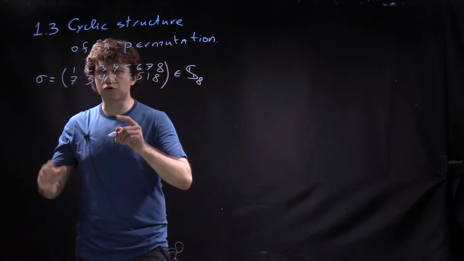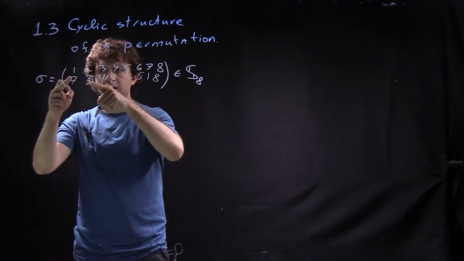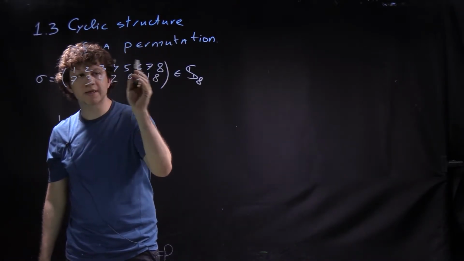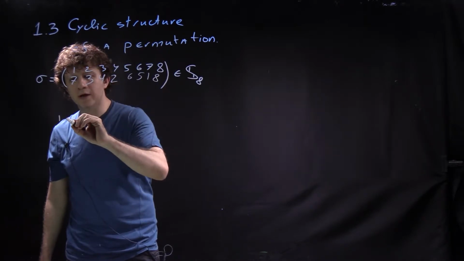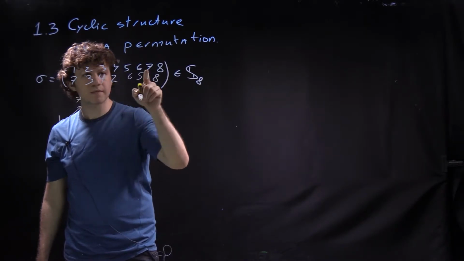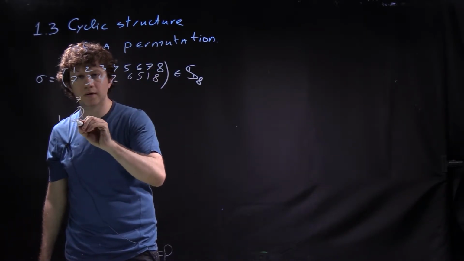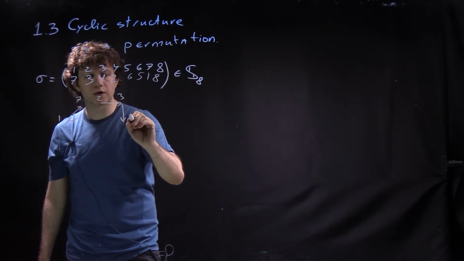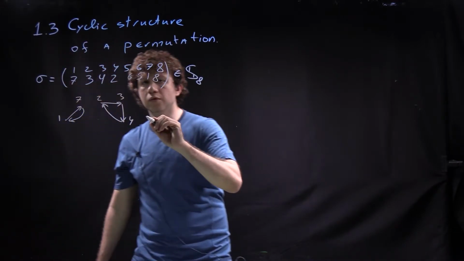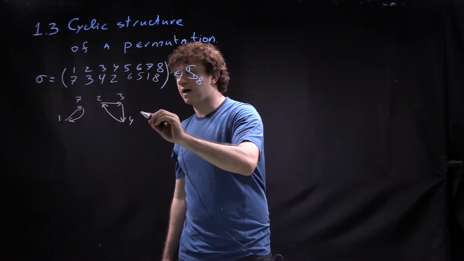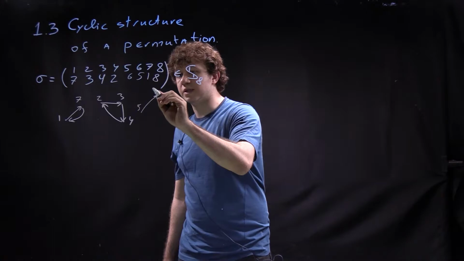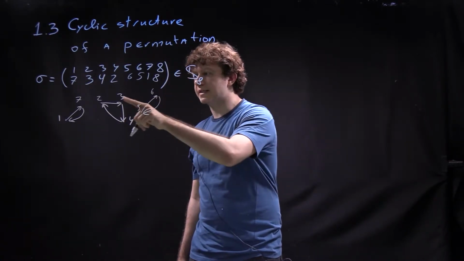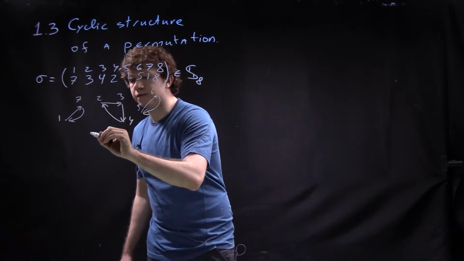After all, the permutation sigma permutes the elements 1 to 8, and so I can see where each of them goes. So 1 goes to 7, 7 goes to 1, 2 goes to 3, 3 goes to 4, 4 goes to 2, and finally 5 goes to 6, 6 goes to 5, and 8 goes to 8.